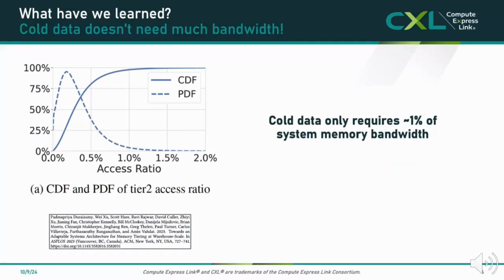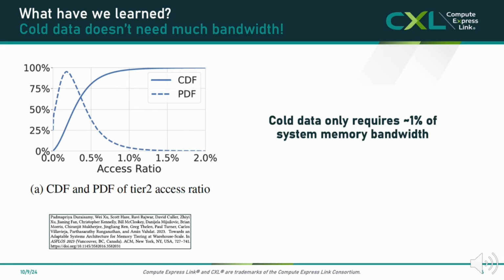This third paper suggests that cold data doesn't need very much bandwidth. That isn't terribly surprising. If the data hasn't been touched in the past minute, then it probably doesn't need a lot of bandwidth to access that data. But the degree to which the bandwidth required is lower is impressive.